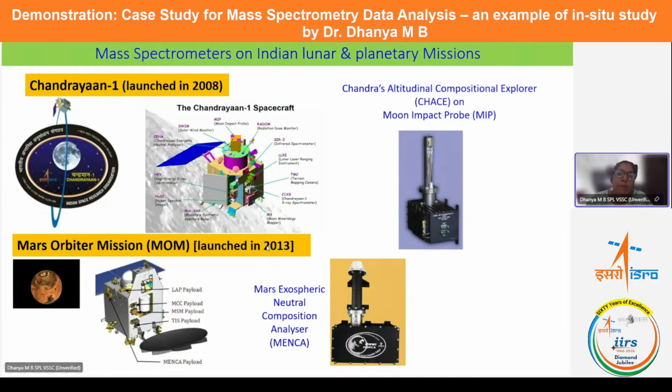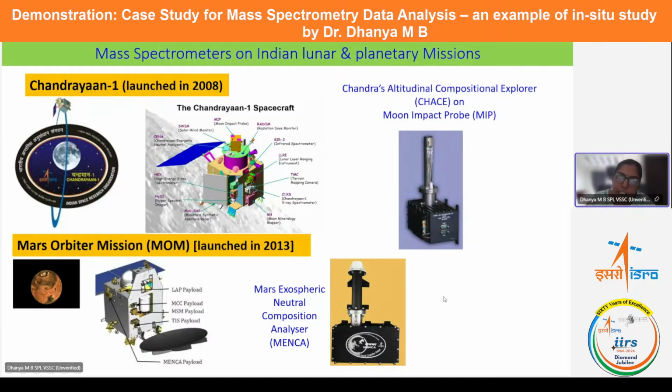As a follow-up of CHACE, another mission was the Mars Orbiter Mission, which was launched in 2013. In Chandrayaan 1, CHACE measured the atmosphere of the moon from a given height until it reached the surface. In the case of Mars, the mass spectrometer was used to measure the atmosphere of Mars above a certain height, up to where the spacecraft can go. That experiment is called MENCA, the Mars Exospheric Neutral Composition Analyser. Basically, this was a follow-up of CHACE.